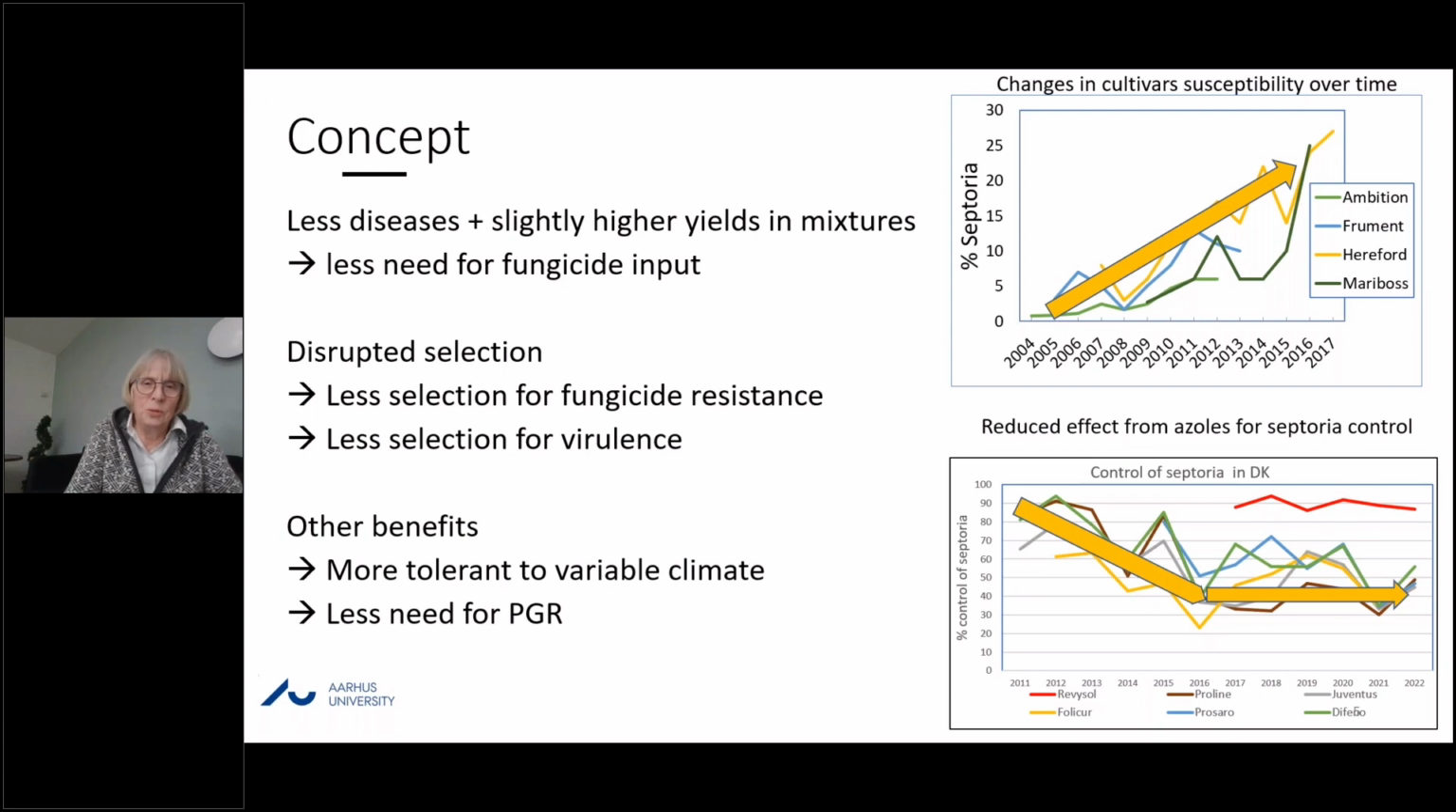The two figures to the right just indicate that over time we actually see the variety get more susceptible, and also, with the increasing use of fungicides, we can see that they drop in efficacy over time. So variety mixtures could not solve all these problems, but they could help to slow down the process.